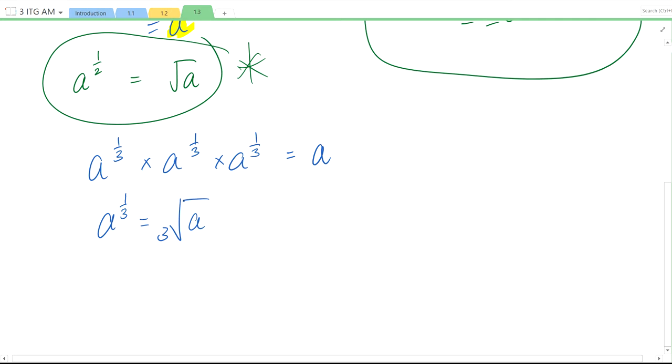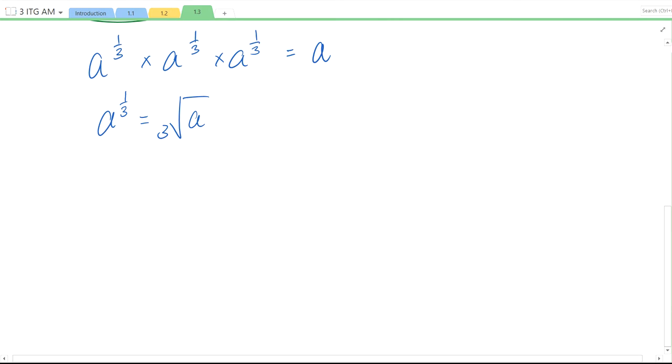Because the same thing multiplied by each other 3 times, we are actually taking the cube. The cube of a to the power of 1/3 is equal to a. So if we work backwards, a to the power of 1/3 must be the cube root of a.